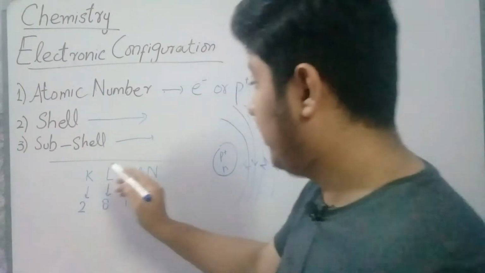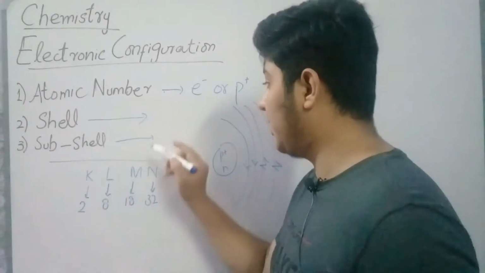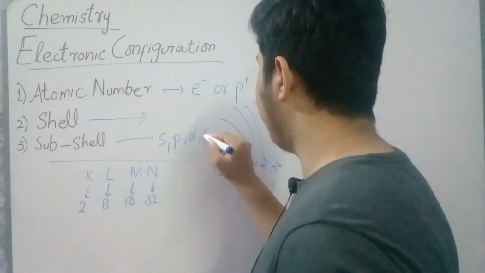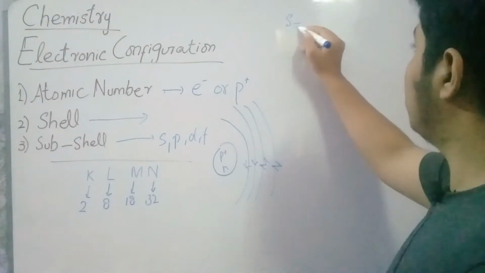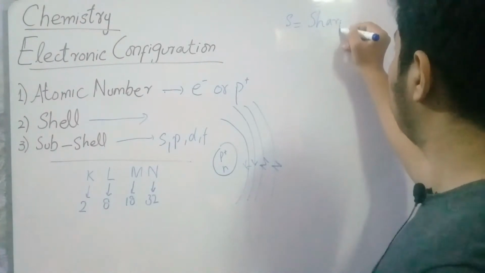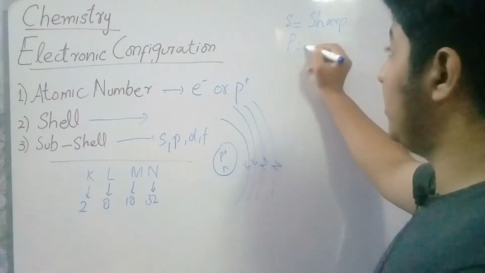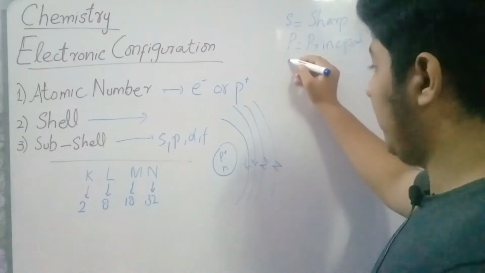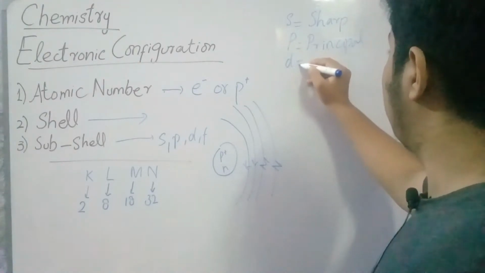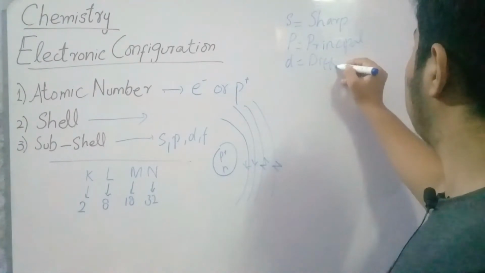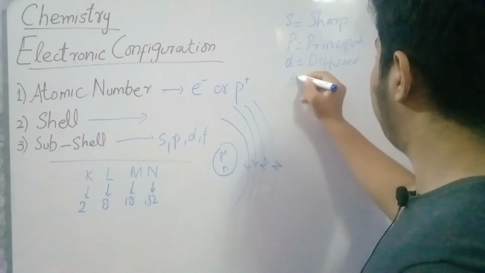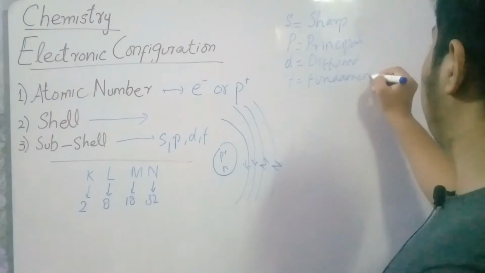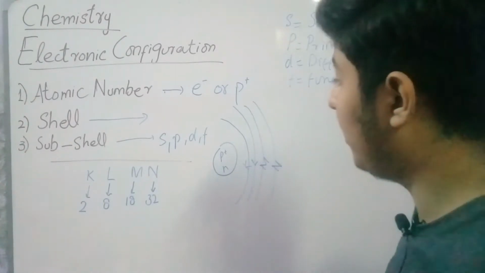The shells are further divided into subshells: S, P, D and F. S stands for sharp, P stands for principal, D stands for diffused, and F stands for fundamental. They are subshells of a shell.